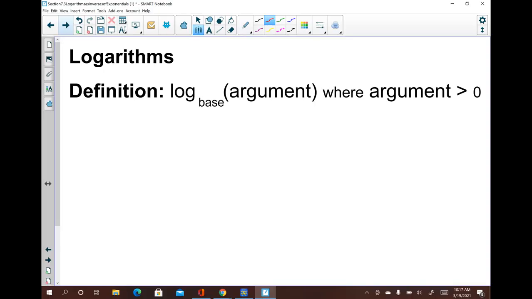When we talk about logarithms, we say log base whatever number it is, and then the inside, the input, is called the argument. If your argument has more than one term, you need to use parentheses. Your argument can never be equal to 0 or negative. So we need to make sure that every time we write a logarithm, we understand that.